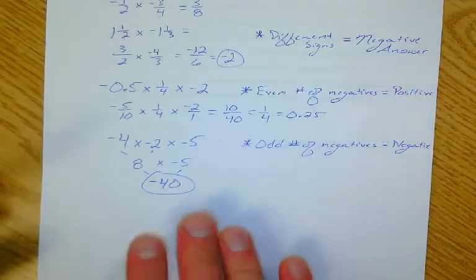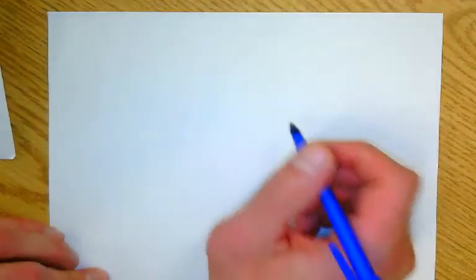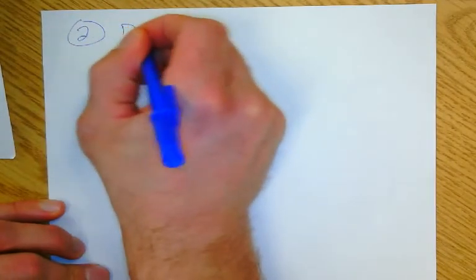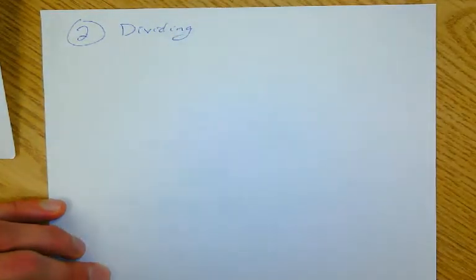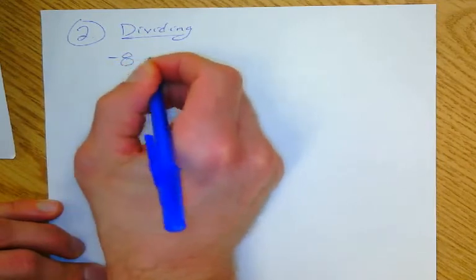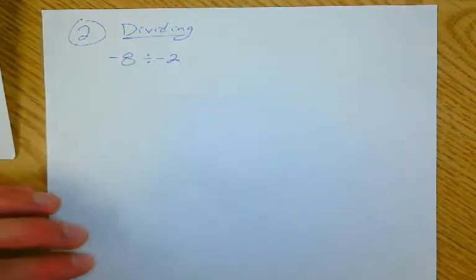Now let's move on a little bit. Pause the video if you need to. Let's go right to dividing, which is very similar. So number 2, dividing. And division works the same way. Say we have negative 8 divided by negative 2. We're just dealing with two numbers here.